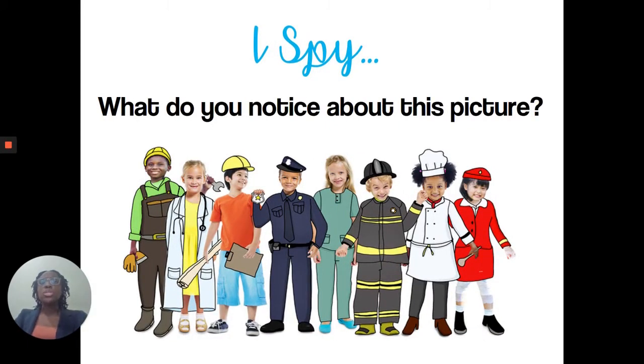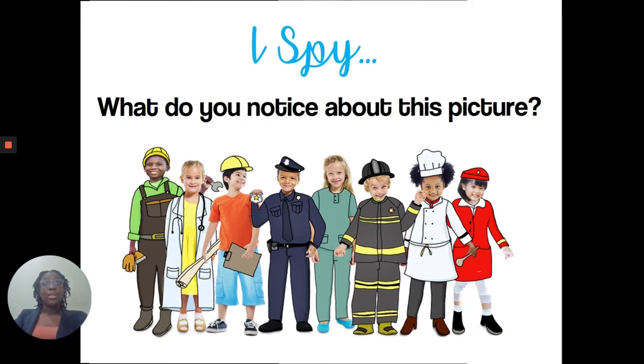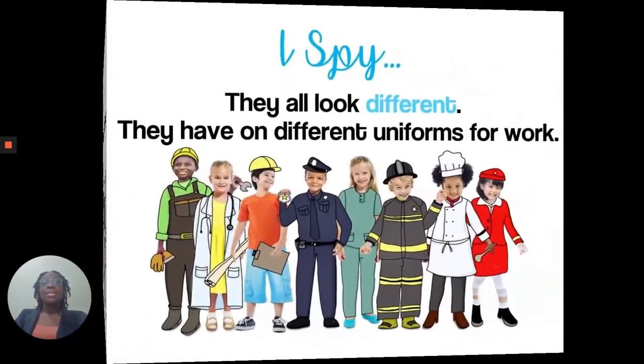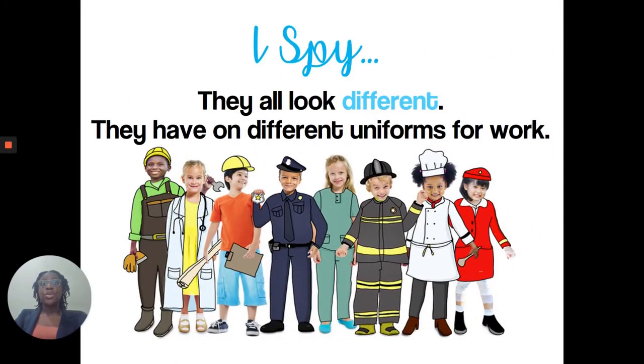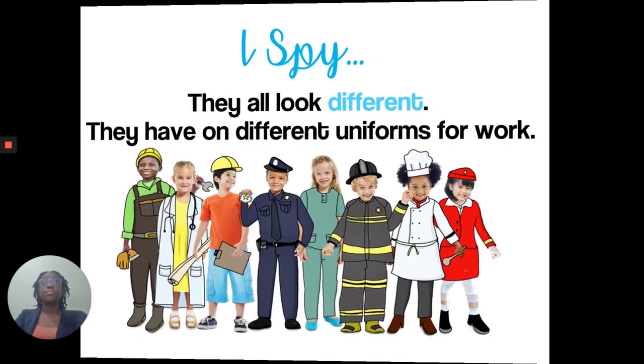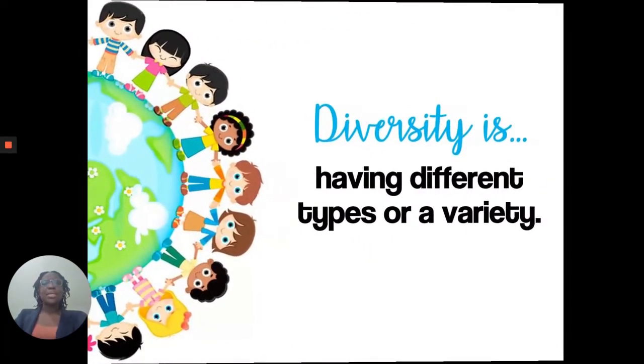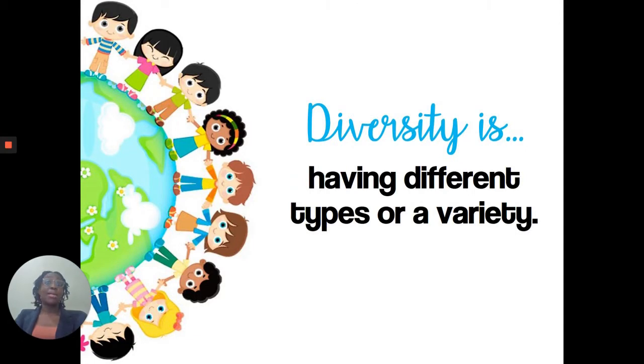What do you notice about this picture? Look carefully. Well, I hope you guessed correctly, but we can see that all of these children, they look different. They have on different uniforms for work. We can say that these persons are diverse. Diversity means that we have different types or there is a variety.